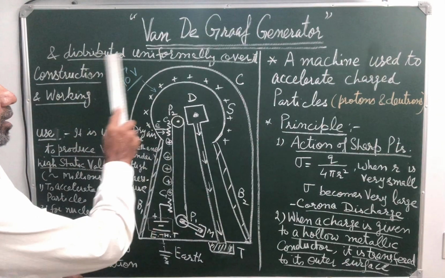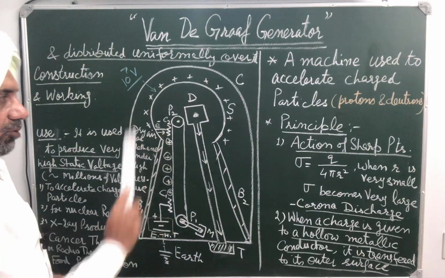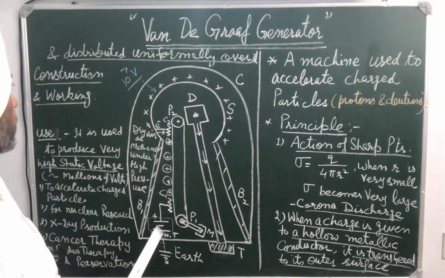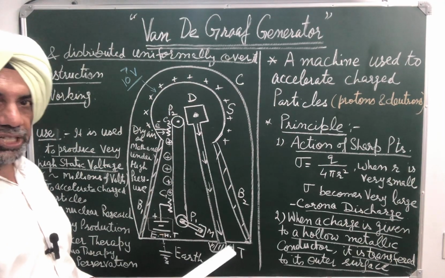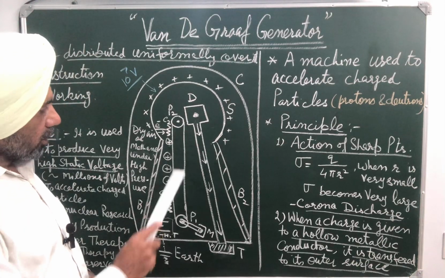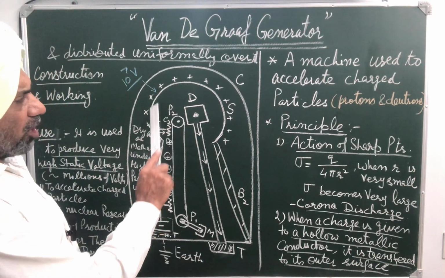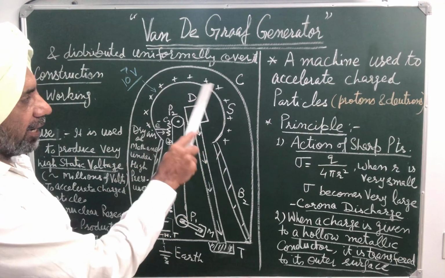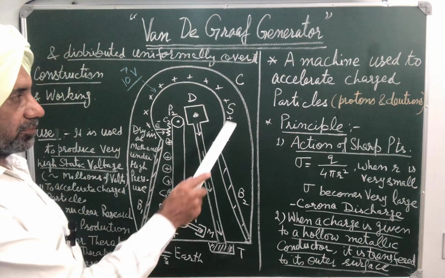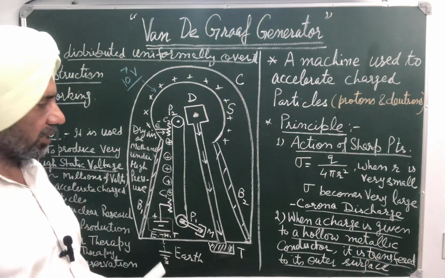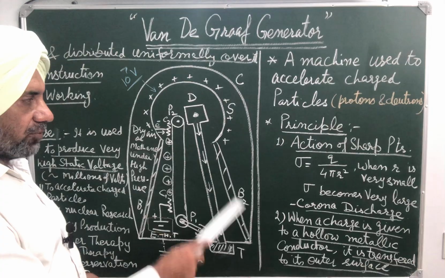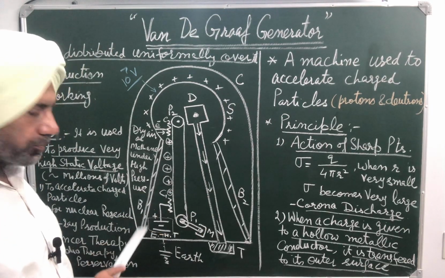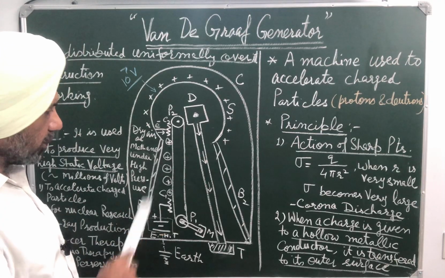Now, what is the construction and working of Van de Graaff generator? To understand construction, suppose it consists of a large, hollow, metallic, spherical conductor S placed at certain height with the help of insulating pillars B1 and B2.